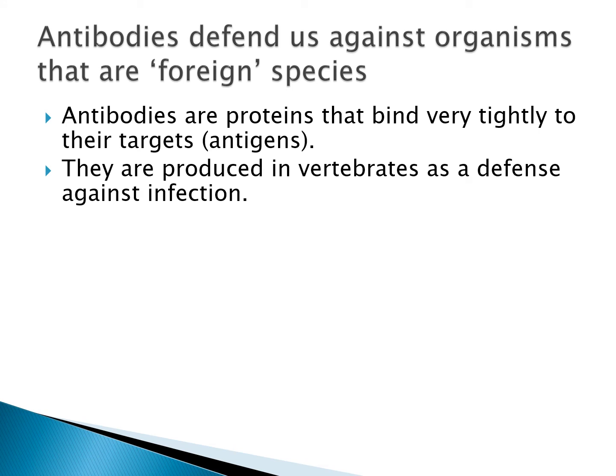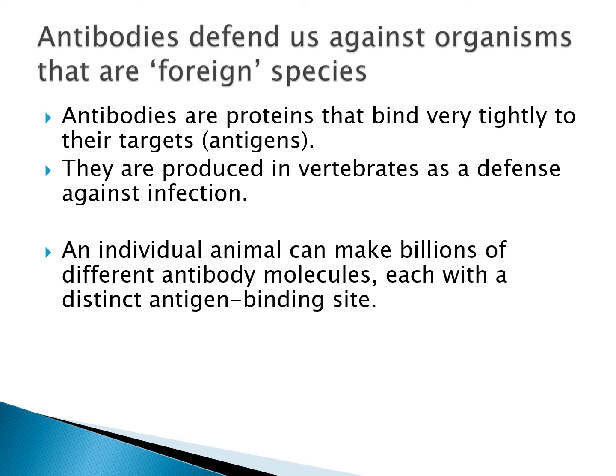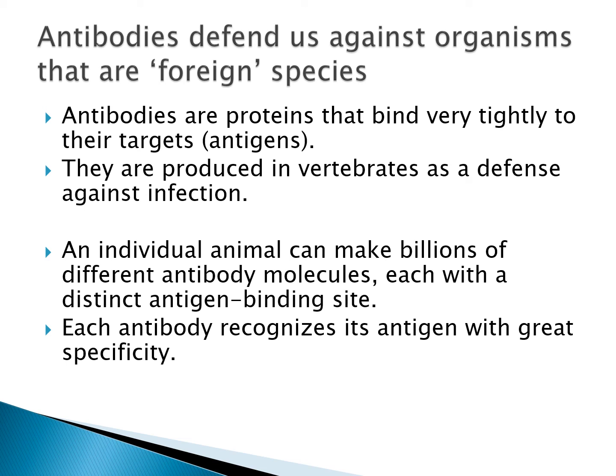So that's in vertebrates. This is their primary way that the body defends against infection. What happens is, since antibodies need to have, let's say, a picture, right? They need to have a very specific target that they're looking for. It means that your individual system, or any animal, can make billions of different antibody molecules. And it's going to have to be in the right shape. It's got a lock and key relationship. So each antibody has to recognize its target with great specificity.